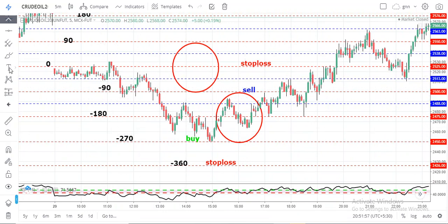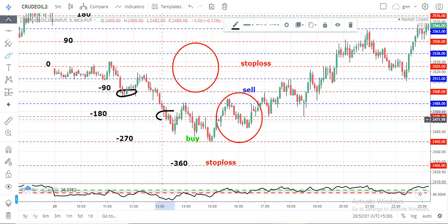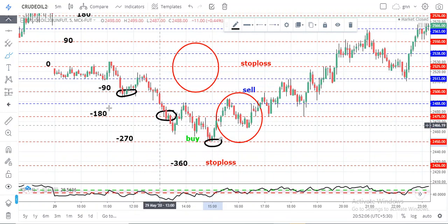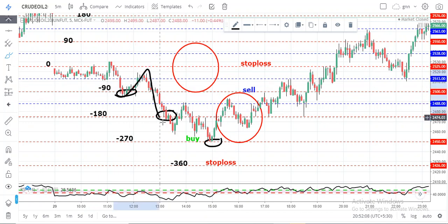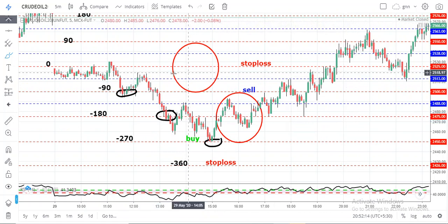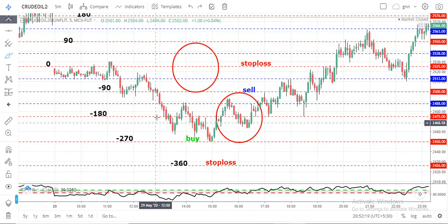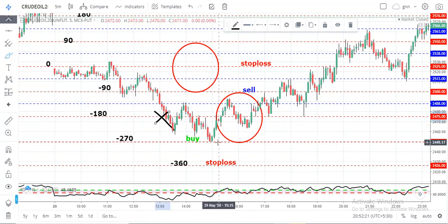So initially we sold, sorry, we bought here and our stop loss got triggered. So again we are buying at 270 degrees since the price gave retracements. It has not directly reached 270, it is giving retracement. That means some buyers are there. So definitely 270 will help us to recover our loss. Here the stop loss got triggered, so I'm waiting for this buy.